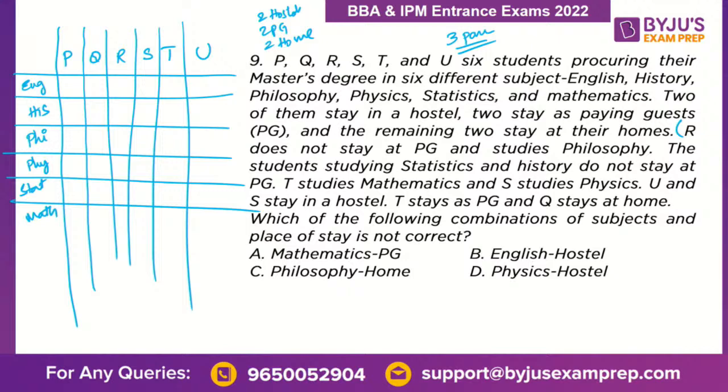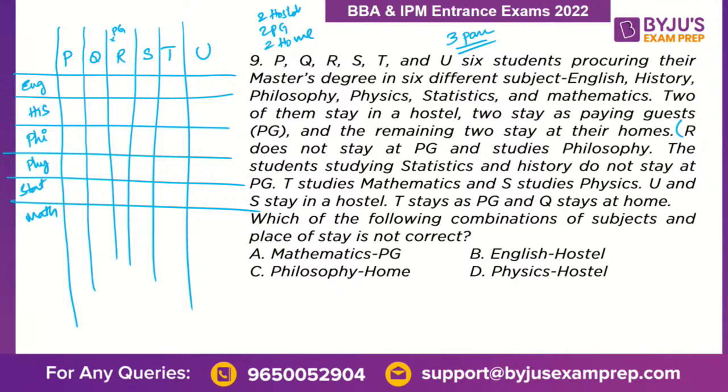R does not stay at a PG, so R is not staying in PG. So this is the approach that I take. I wrote 2 dimensions in my grid. The third dimension I will apply wherever it is mentioned to me. So that's how I will use the third dimension. This is one of the ways in which you can solve 3-dimensional questions.